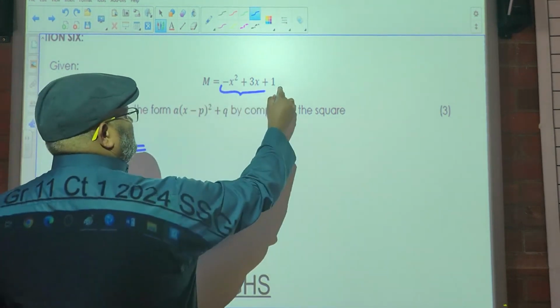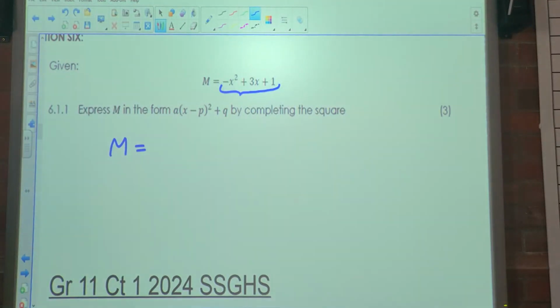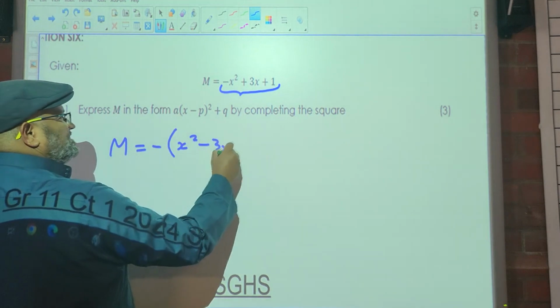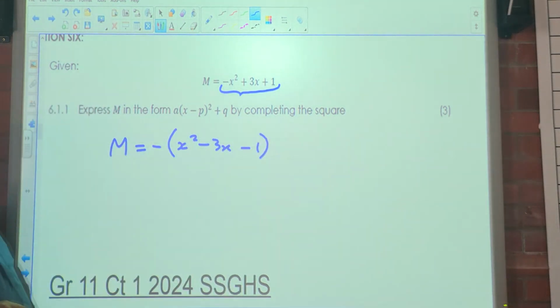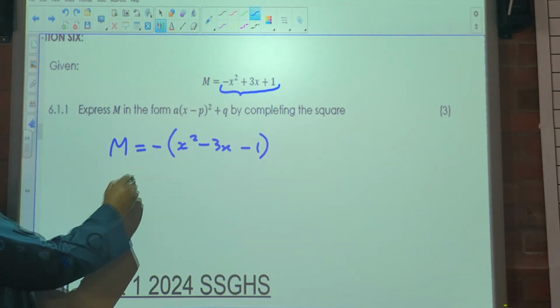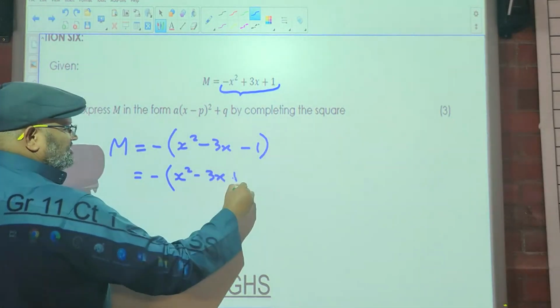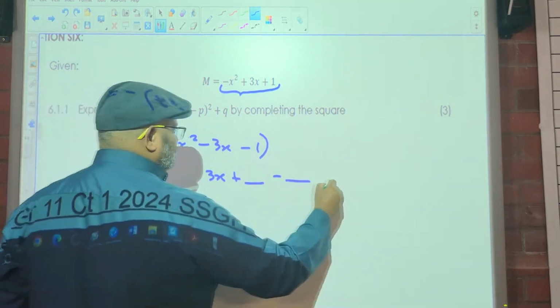What's the first step we need to do in completing the square then? Take out negative as a common factor. Then I'm left with x squared minus 3x minus 1. So okay, to get a perfect square trinomial, I must add a number, not so? And that same number must be subtracted from minus 1.